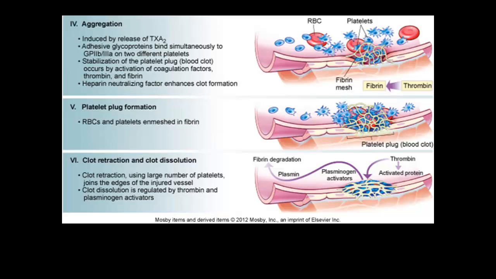Lastly, we have clot retraction and clot dissolution. Scar tissue and clots will retract. Now the purpose of doing this is that it's pulling those edges back together again. So think about having a cut on your hand. You get a cut on your hand, and maybe a week later you look at it and you got this big scab there, and maybe a month later you look at it and you're like, wow, there's a really big scar there from that cut that I got on my hand.